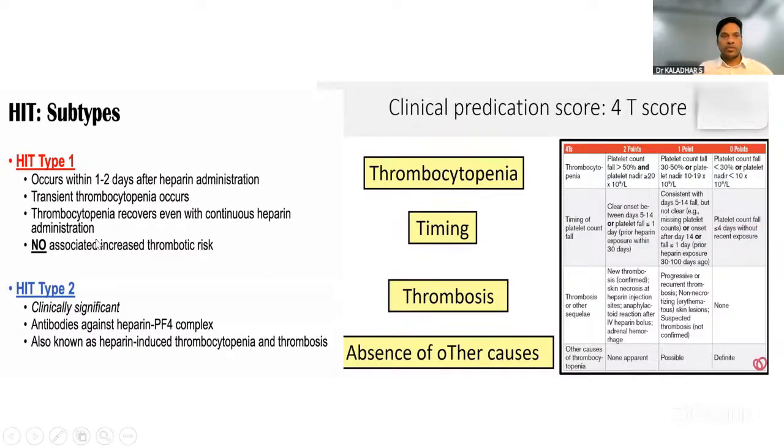So HIT has type 1 and type 2. Type 2 is more clinically significant, and antibodies are produced against the heparin-PF4 complex. This is the reason it leads to thrombocytopenia and thrombosis.